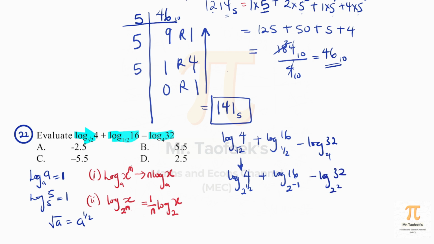Now, why am I even changing the bases to 2? Why am I writing everything in terms of 2 for the bases? Because I know that the numbers as well can be written as 2 to the power of something, which should basically help us achieve what? Logarithm of the same base and number.